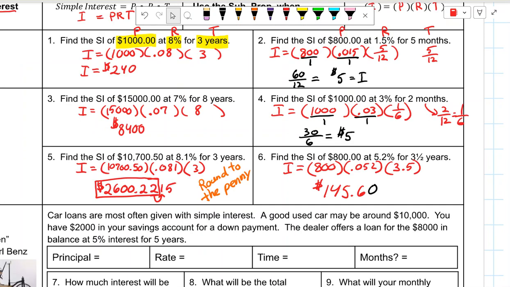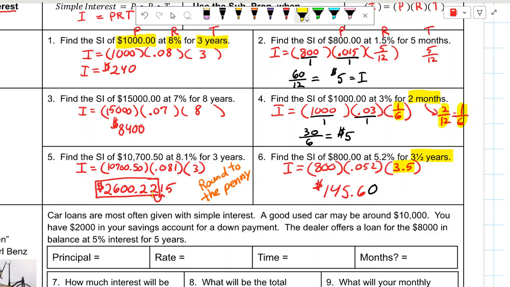All right, welcome back. Look at numbers 3, 4, 5, and 6 and see if you got the right answers. There's one note I do want to make here. Over here, this is 2 months, so I made it into 2/12 and reduced that down to 1/6, and used 1/6. Here was 3.5 years. I know as a decimal, that's exactly 3 5/10, so I used that there.